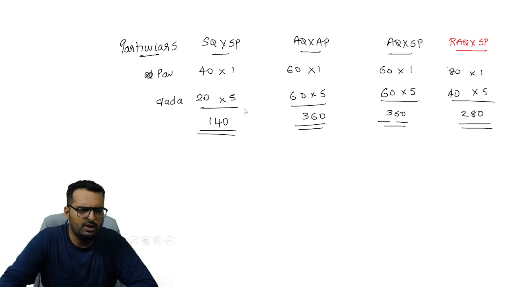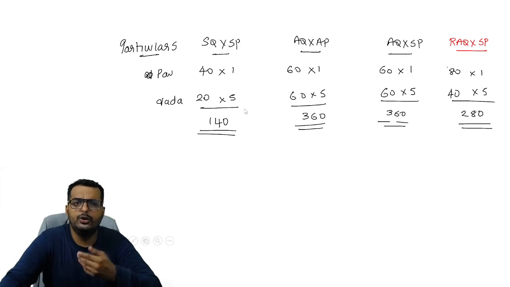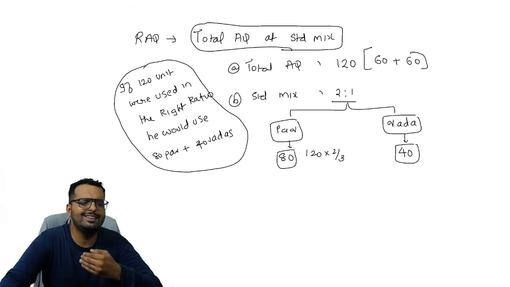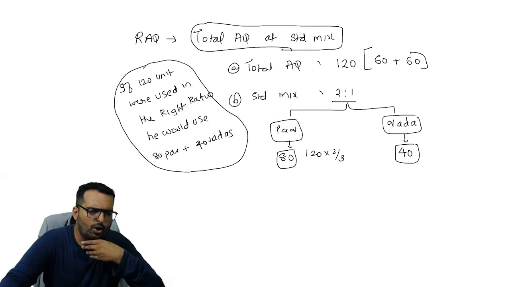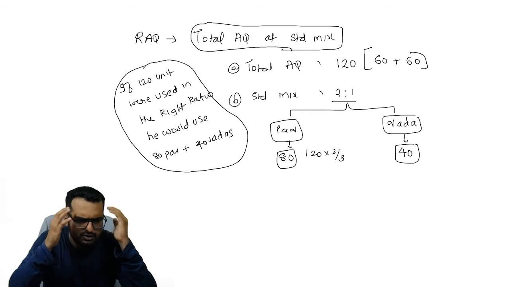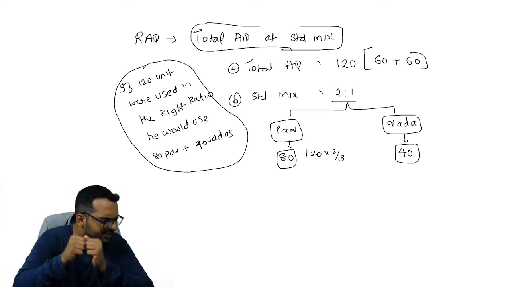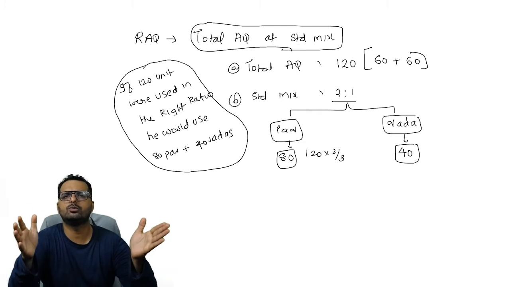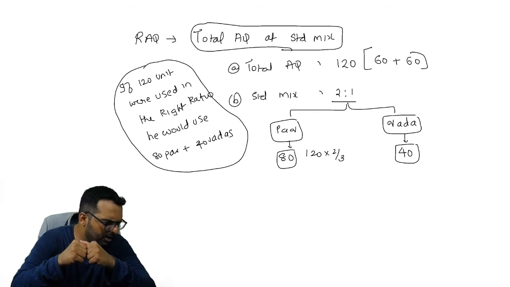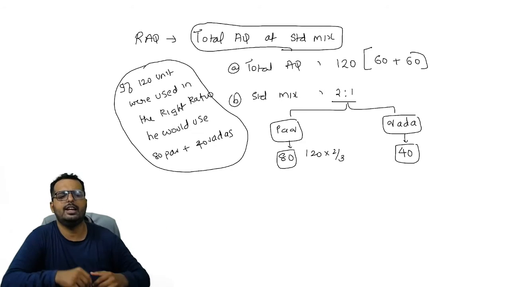All right. So now we did the initial part, what you already have learned. The new thing that we learned over here is called RAQ, or revised actual quantity. Everybody has to learn this definition by heart. RAQ means total actual quantity in standard mix.